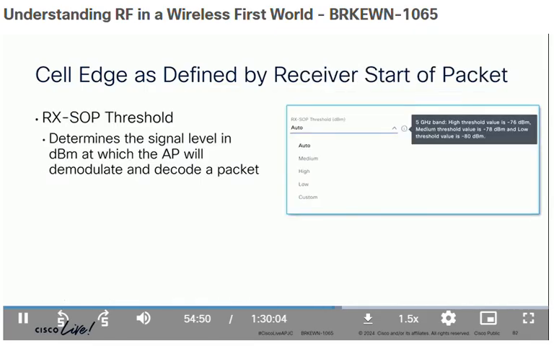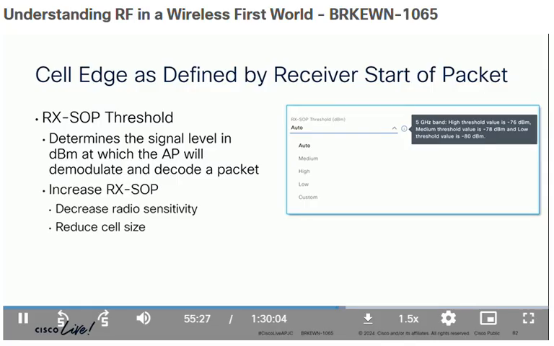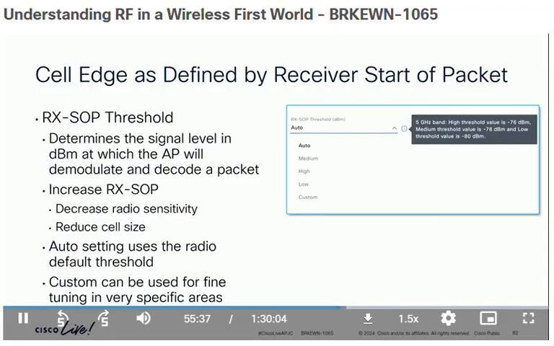All right, what about that receiver start of packet concept? So this is almost the inverse, the AP's view on what we were talking about of getting rid of the mandatory data rates from the client perspective. What we're going to do here is basically tune how my access point radio decides whether or not to demodulate the packet. What we're basically saying is, if the signal strength is really low, just ignore it. Don't even bother trying to decode it. I probably could decode it, but to maintain my cell size, I'm saying please don't. And so by increasing receiver start of packet, I'm decreasing my radio sensitivity, which is reducing the cell size.